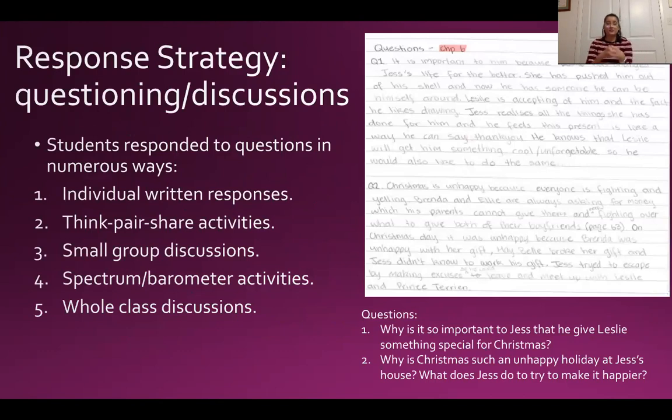So I just have a few responses. The students responded to the questions and discussions in multiple ways, so I've just got a few of those up on the screen. We've got individual written response, which I've just got an example of student 13's there.